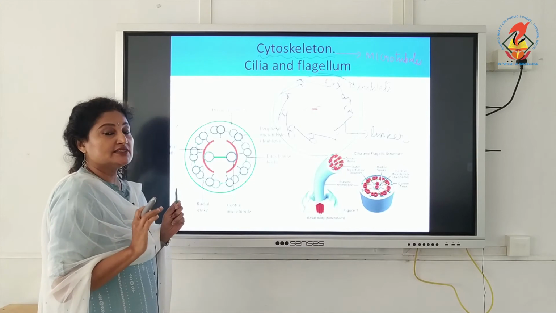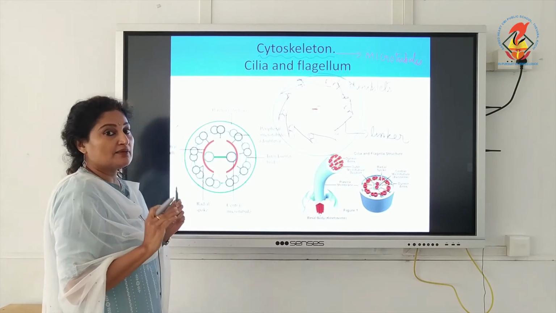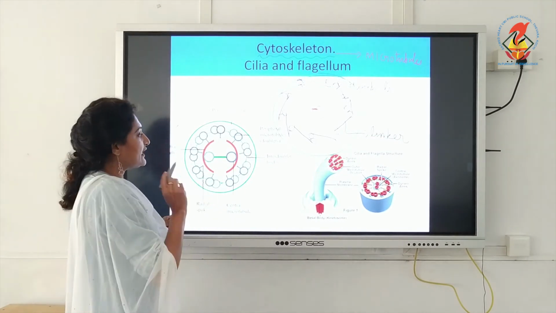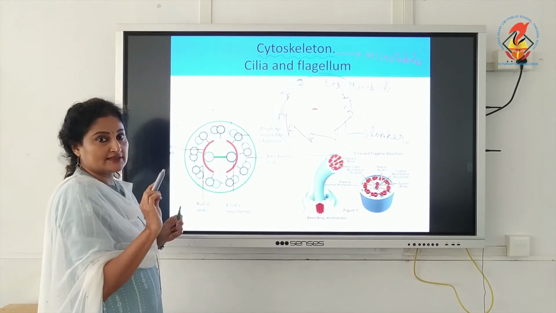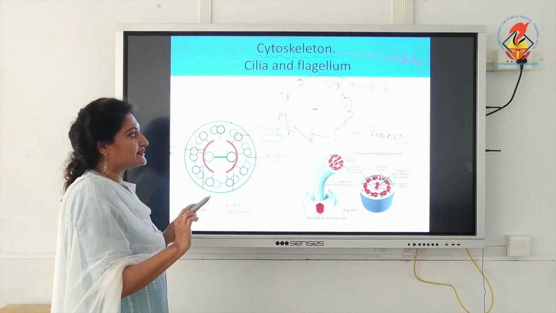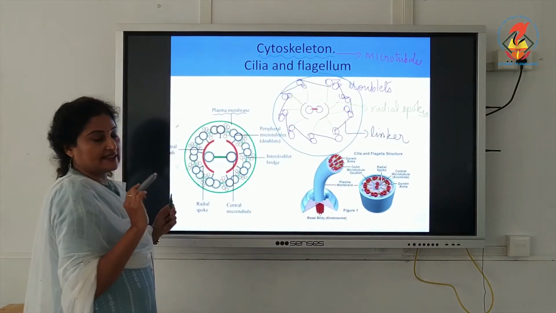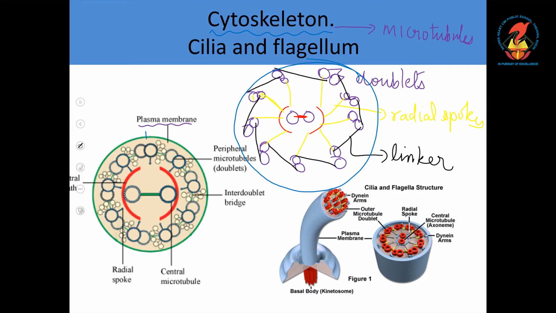18 of them are arranged in the form of doublets, and these doublets occur radially at the periphery. So where are the 18? They are arranged in pairs, and these pairs are called doublets. And where are these doublets located? At the periphery, and they are arranged radially. You can see the first doublet, second, third, fourth, fifth, 6th, 7th, 8th and 9th doublets. So there are 9 pairs of microtubules called doublets, which are arranged peripherally and radially.